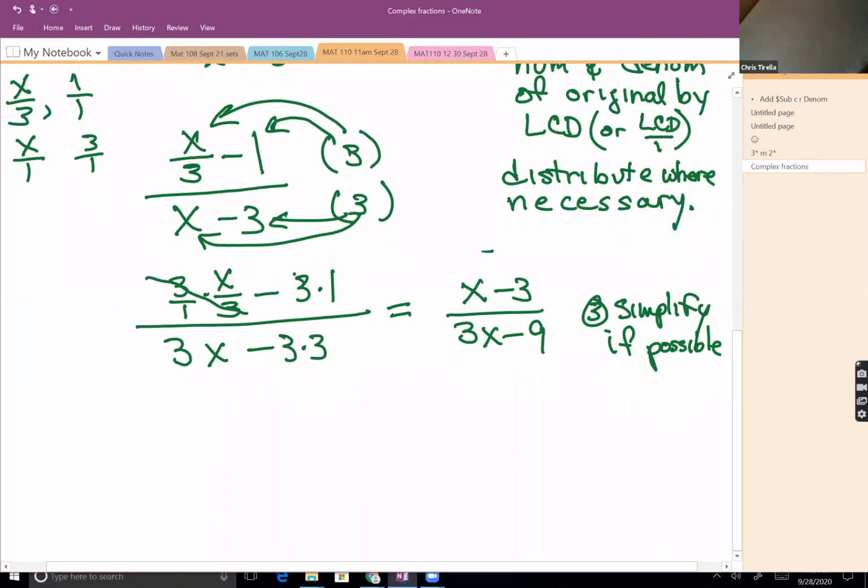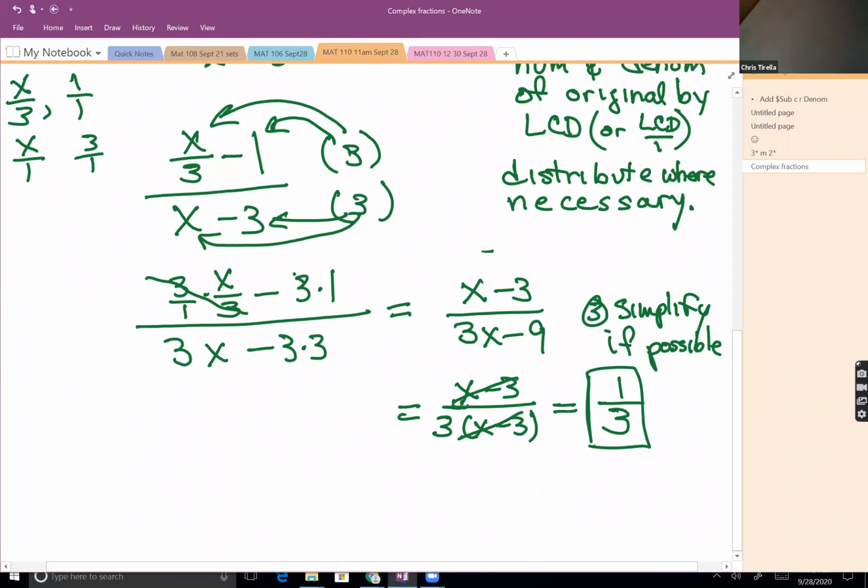So to see if we can simplify, we factor. That denominator has a common factor of 3. And so this one, you can divide out that common factor of x minus 3. And so our final answer is 1/3. How fun is that?